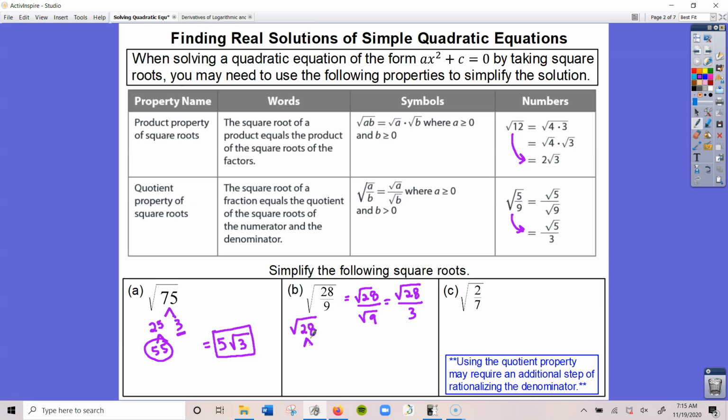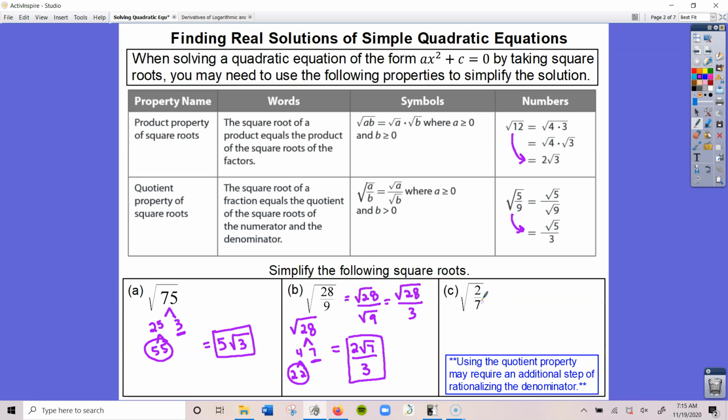If I break down 28, 28 is when you multiply 4 and 7. 4 can be broken down further to 2 and 2. So here we have some friends. Now the only two numbers that multiply to give you 7 are 1 and 7. So 7 has to stay inside. So I can rewrite the square root of 28 as 2 square root of 7. And we're going to put it over 3. And that is the square root of 28 over 9 simplified.